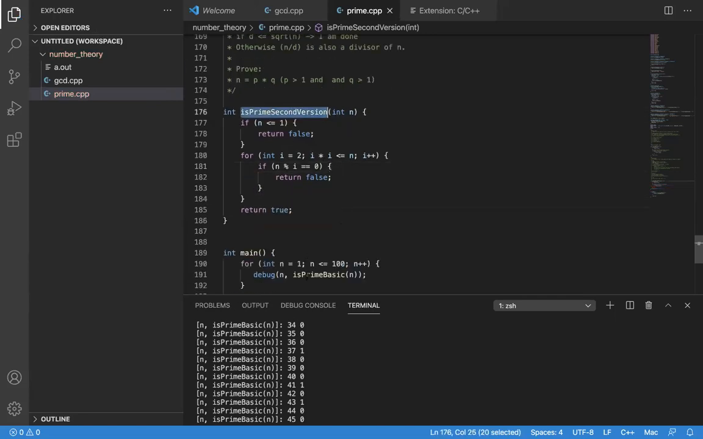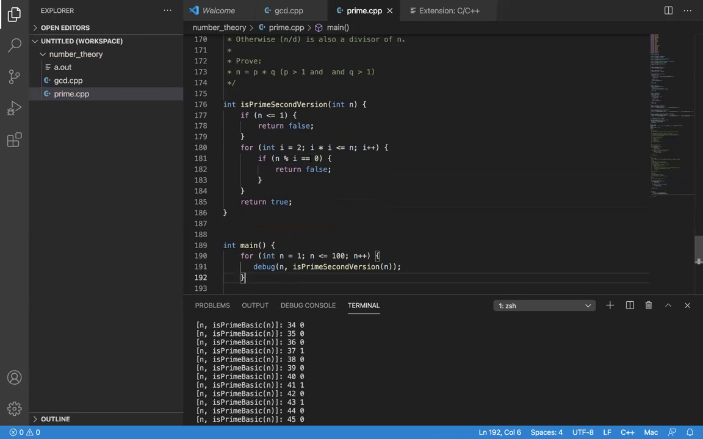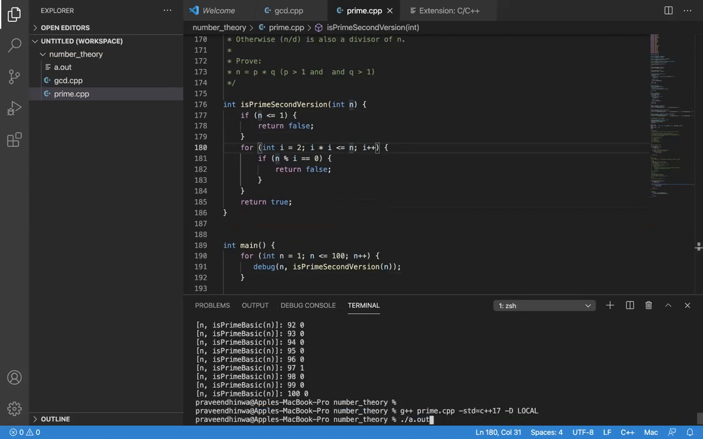Is this code clear? I'm going till i is less than or equal to n, which means i is a divisor. So this is equivalent to saying i is less than or equal to square root of n. So I'm iterating over all the numbers. So let's compile this and try.